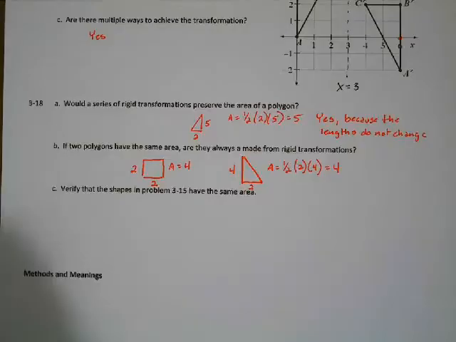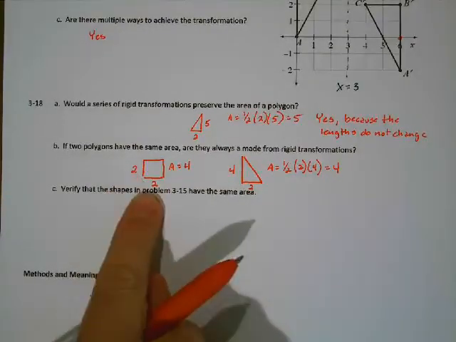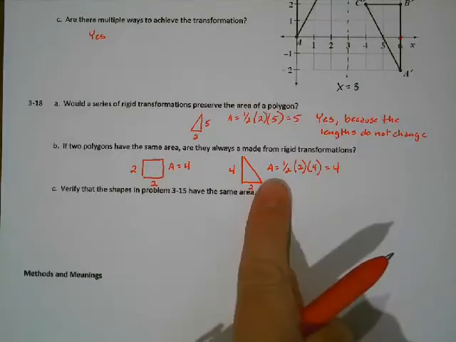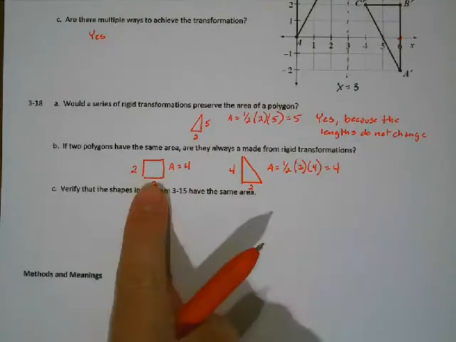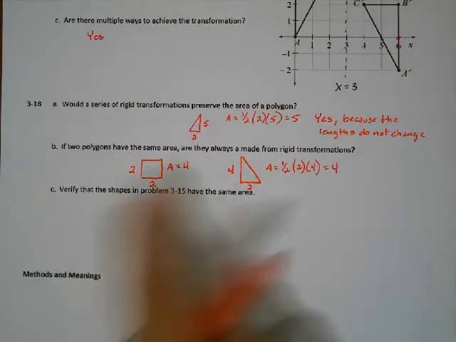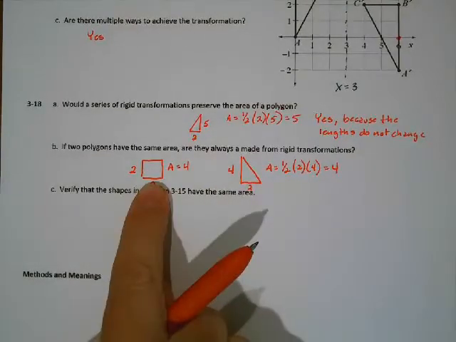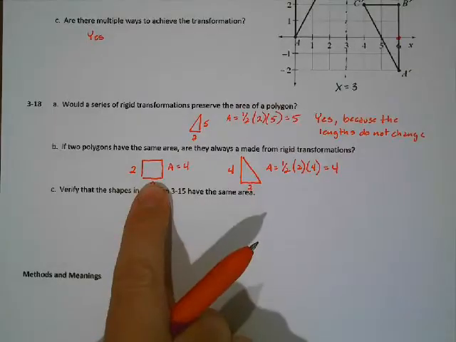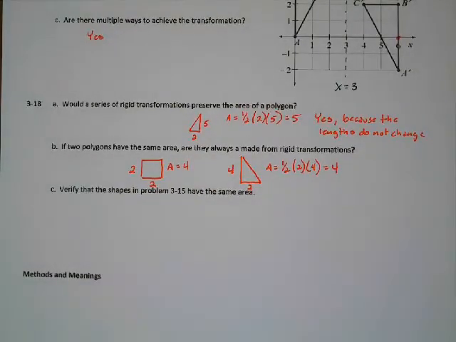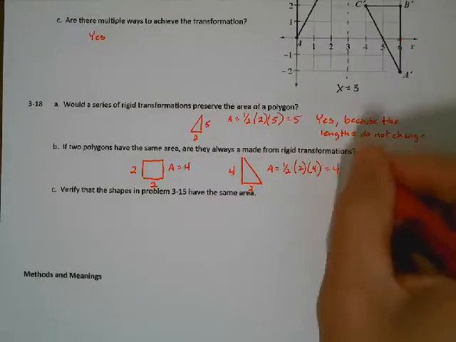So here's my example. I've got a square that's 2 by 2, so that's got an area of 4. And I've got a triangle over here that also has an area of 4. They have the same area, but that does not mean that they're a rigid transformation. The shapes are different, so that can't be a rigid transformation. So therefore, you can have the same areas but not be a rigid transformation. So this would be a no.